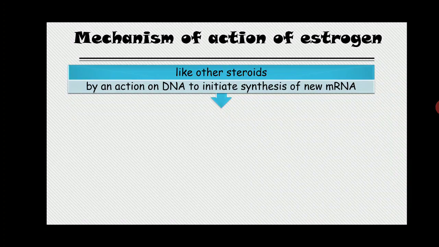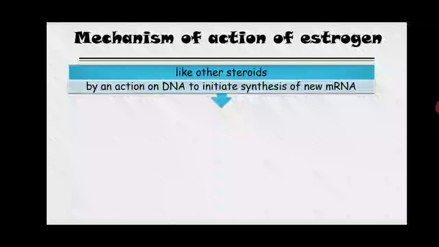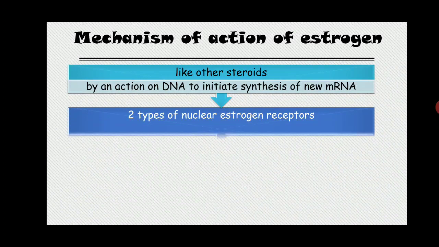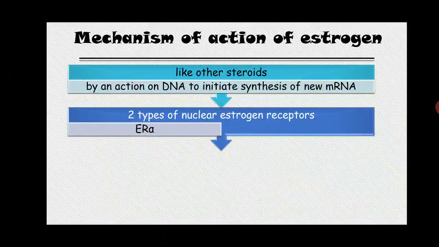Got it? And this hormone receptor complex will ultimately enter inside the nucleus, and in the nucleus it will bind with the HRE, the hormone responsive element of the DNA. So by acting on DNA, it initiates new RNA or new mRNA synthesis. There are two types of estrogen receptor, one is alpha, another one is beta.